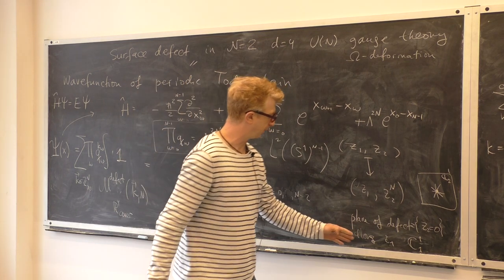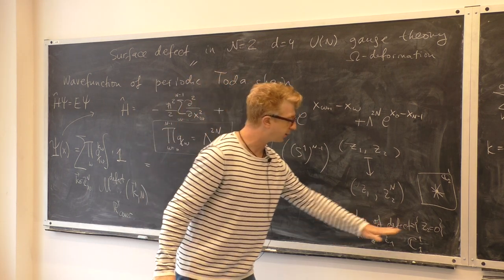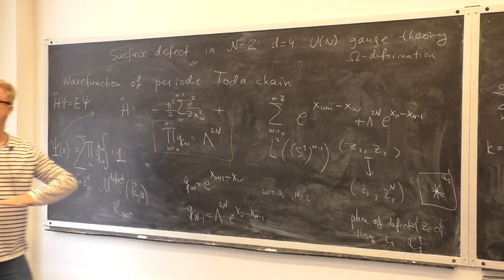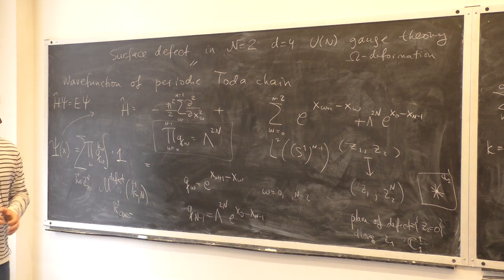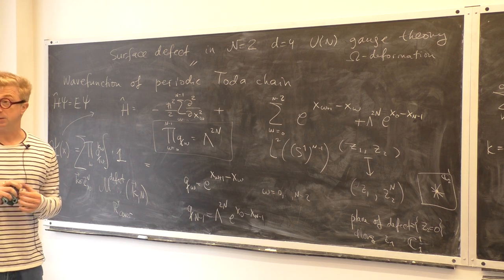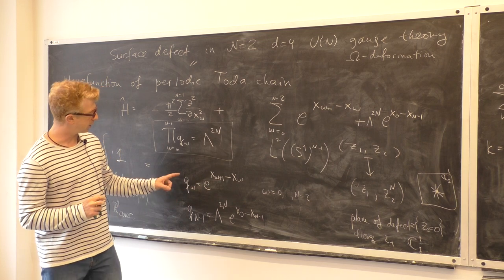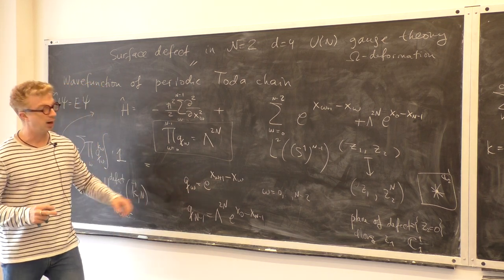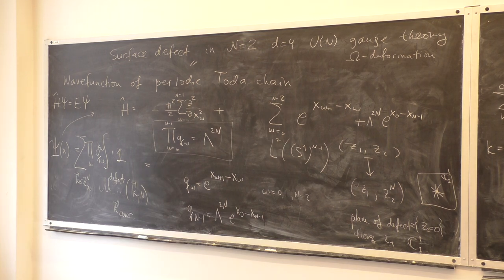From the physical viewpoint, this defect supports a kind of two-dimensional sigma model, which is approximately the sigma model valued in the space of complete flags in the n-dimensional vector space. And so these additional fugacities are the instanton couplings for this two-dimensional sigma model.